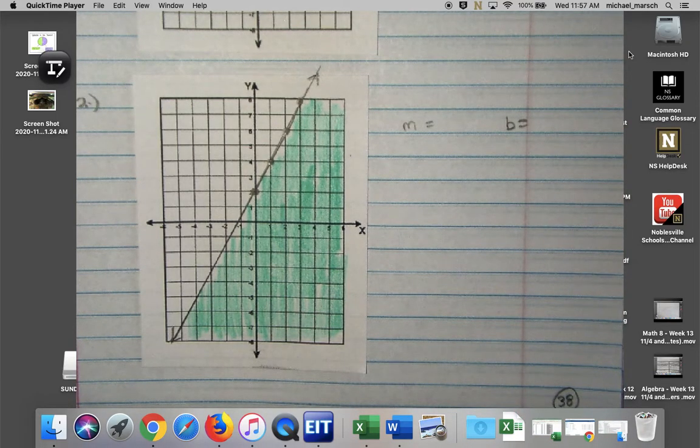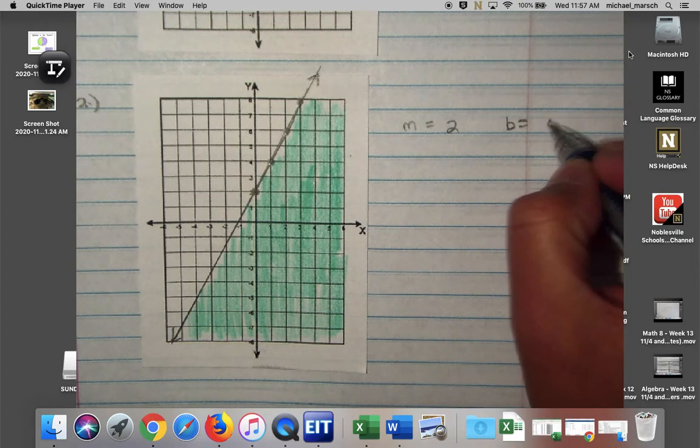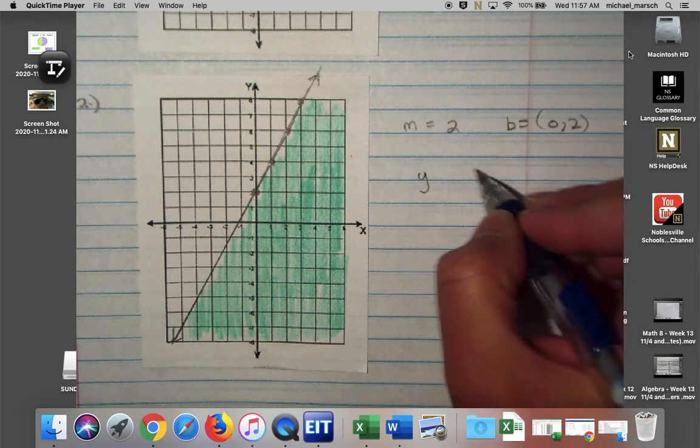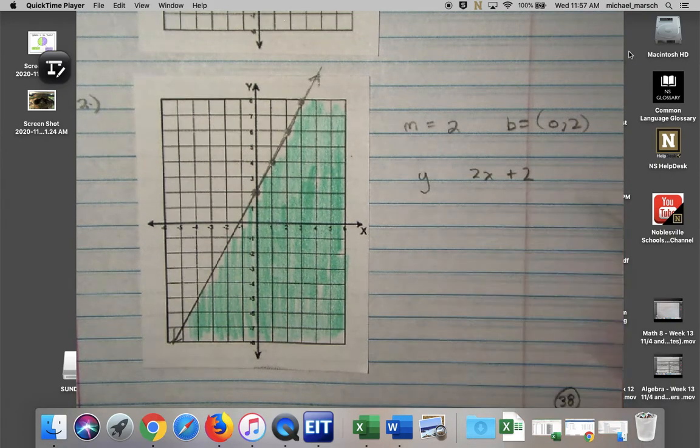Okay, what is my slope here? Positive 2. What's my y-intercept? 0, 2. So I've got y and I've got 2x plus 2. So let's think about what our symbol needs to be here. What do you think, Avery? Less than or equal to?